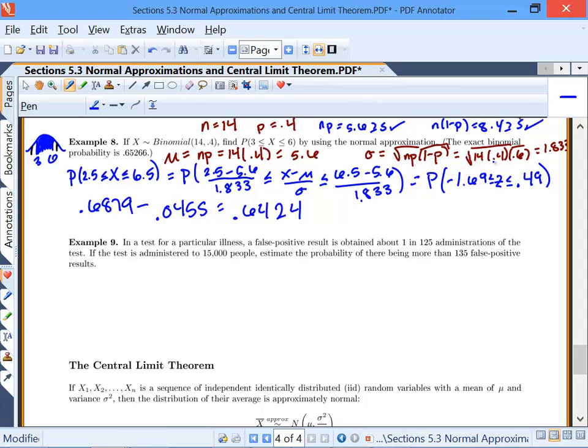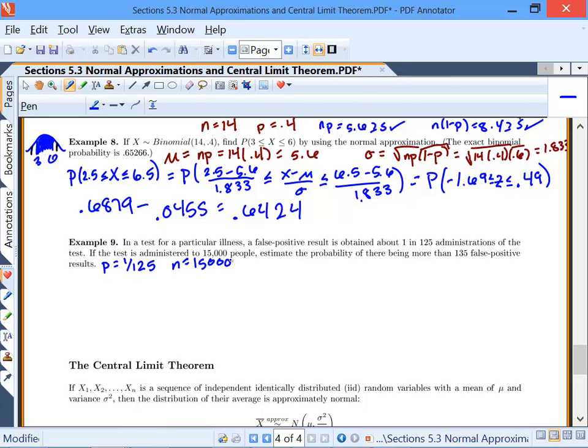Now example 8, we probably could have found the exact probability without too much work. It wouldn't have taken too long to put into our calculator. But example 9 is when it really comes in handy. Okay. So in a test for a particular illness, a false positive result is obtained about 1 in 125 administrations of the test. So that means the probability of getting a false positive is 1 out of 125. If the test is administered to 15,000 people, so n equals 15,000, estimate the probability of there being more than 135 false positive results.